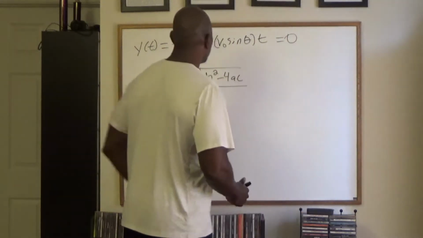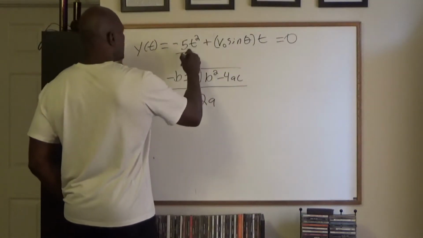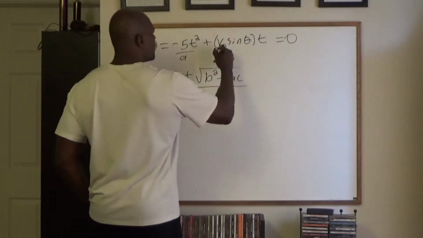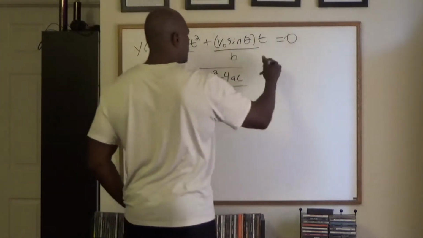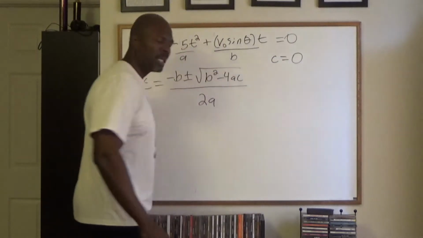All right, so for this particular problem, the value of a is negative 5, and the value of b is v naught sine theta, and there's no c, so the value of c is 0.